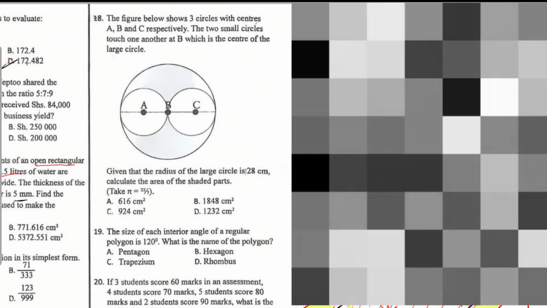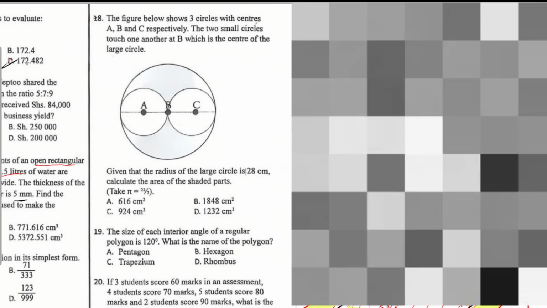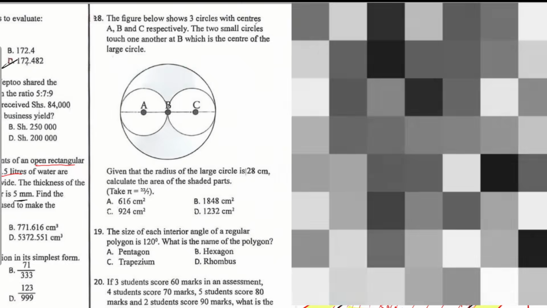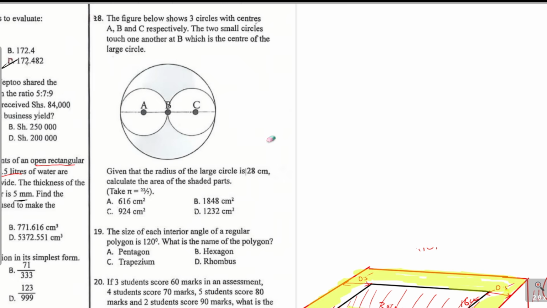Next question. We go to question 18. Question 18 is the next. So question 18, the figure below shows 3 circles with centers A, B, and C, respectively. Then the two small circles touch one another at B, which is the center of the large circle. Given that the radius of the large circle is 28 centimeters, calculate the area of the shaded parts.